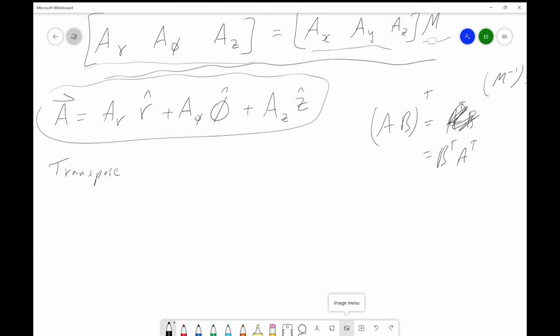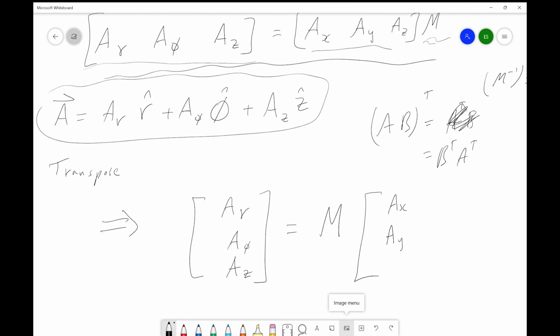So if I do that, I get the result that AR, A phi, AZ equals M times AX, AY, AZ. So the scalar components transform in exactly the same way as the bases from one coordinate system to the other. That's the key result here. That's what you can ultimately use the M inverse, N, and N inverse, M matrices for. So the matrices we got for transforming bases can be used, the same matrices, for transforming scalar components.